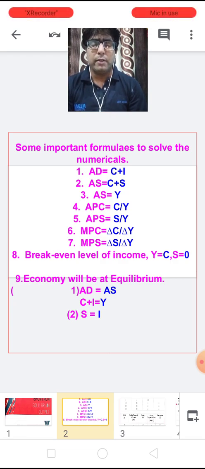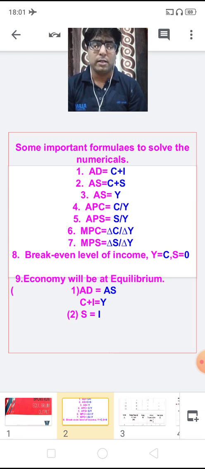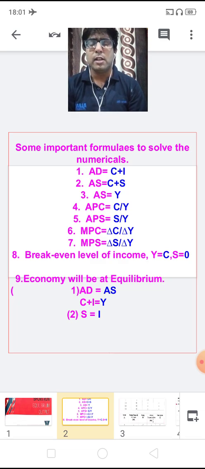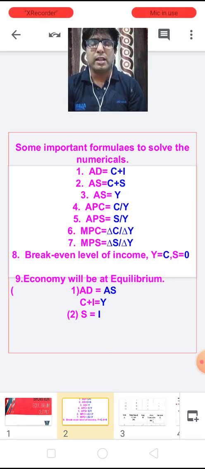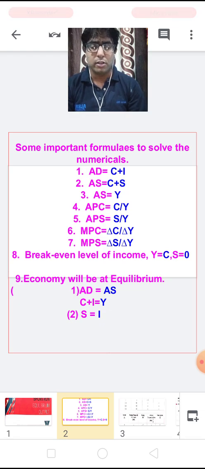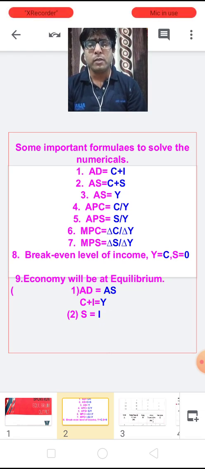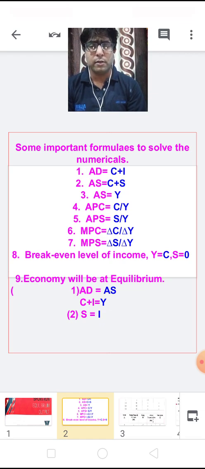And at break-even level of income, consumption is always equal to income and savings equals 0. And the economy will be at equilibrium when AD is equal to AS, C plus I is equal to Y, and S is equal to investment. These are some of the important formulas which are helpful in attempting the numerical portions of this chapter.